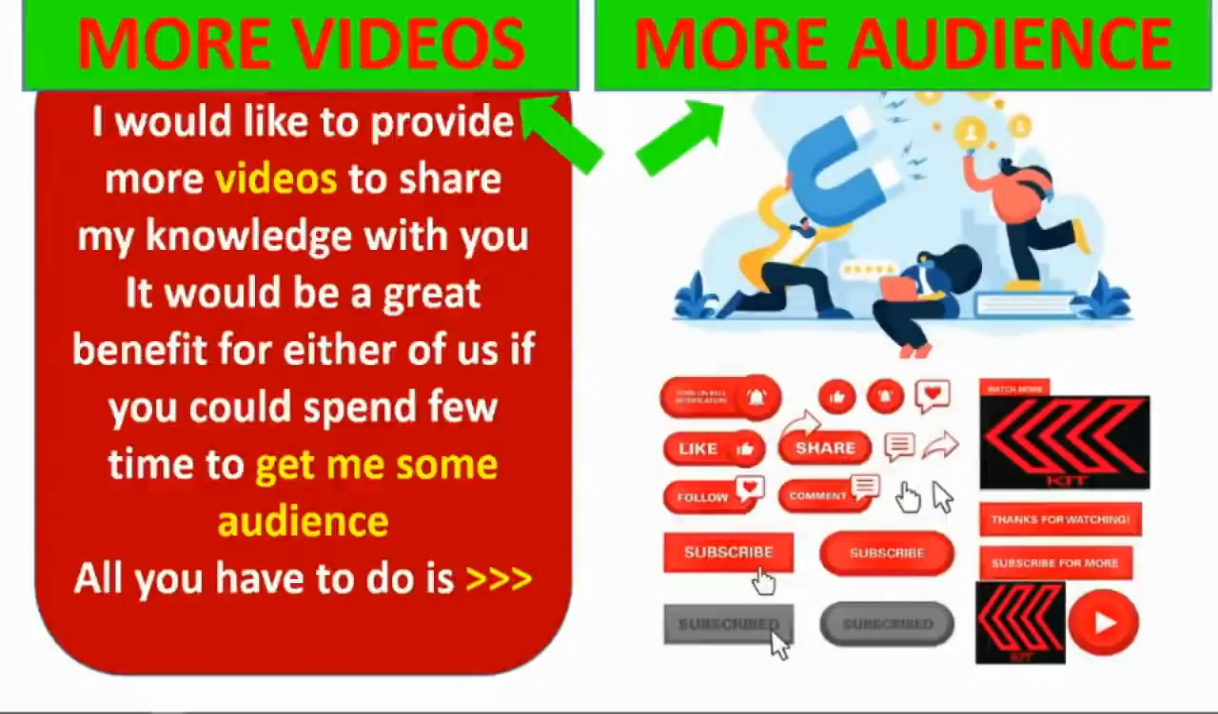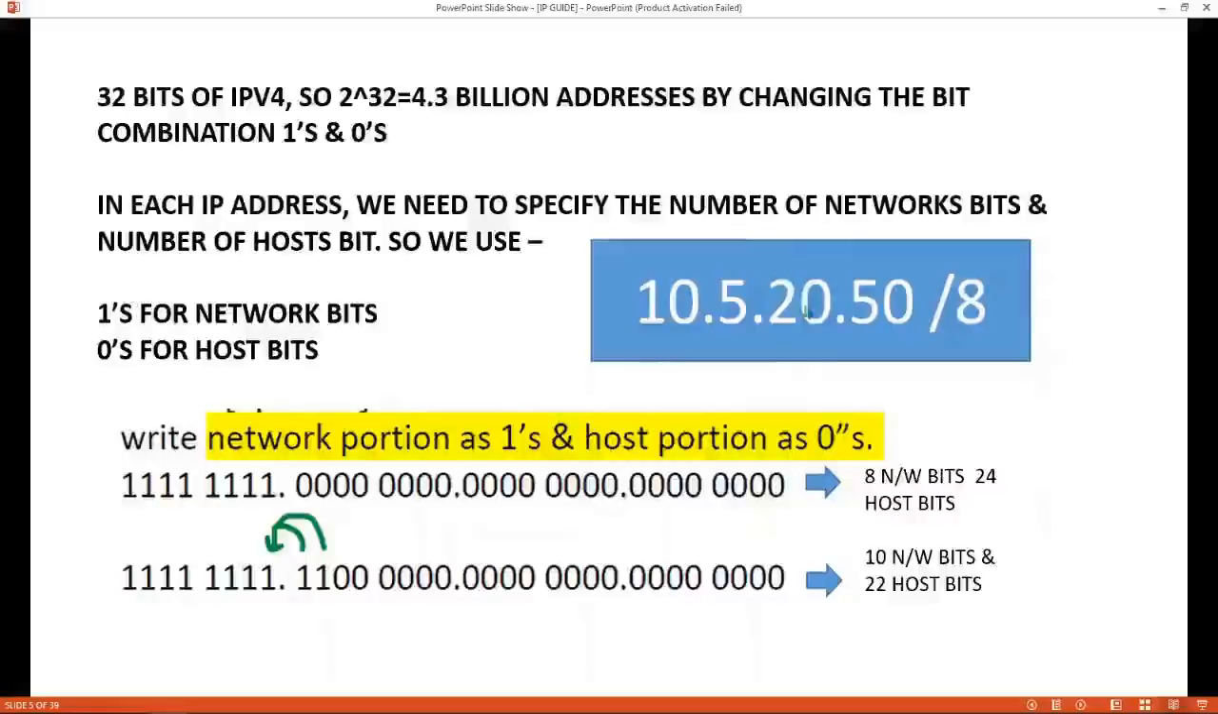Okay. So if I change this to 10.5.200.55, then still I'm in the 10 dot network. If I change the last octet, for example 10.5.20.254, still I'm in the same 10 dot network. Okay, so just remember these points.